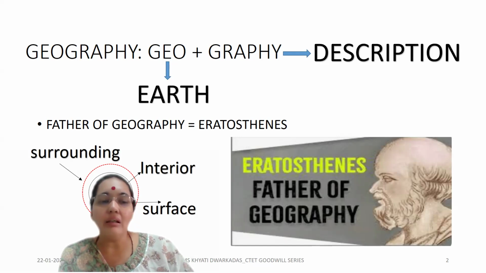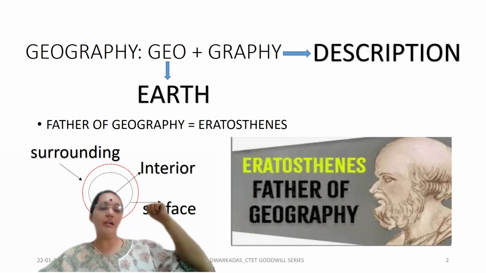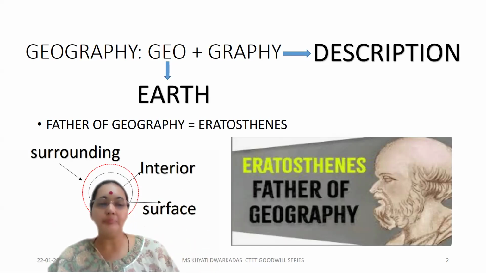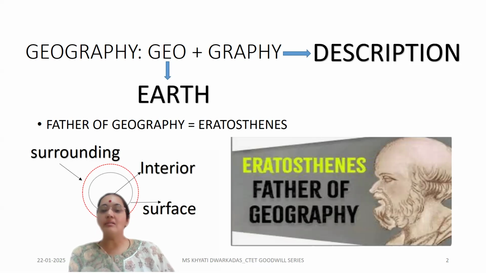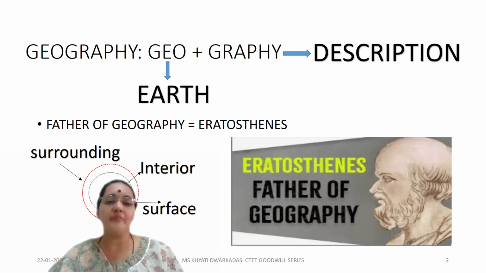And as you can see in the diagram drawn there, when we talk about the earth, we talk about the interior, the surface, and the surrounding. The surrounding is what you can see over here in the red line. And over here in the image, you can see Eratosthenes, who is known as the father of geography. Eratosthenes is also called the father of geography.